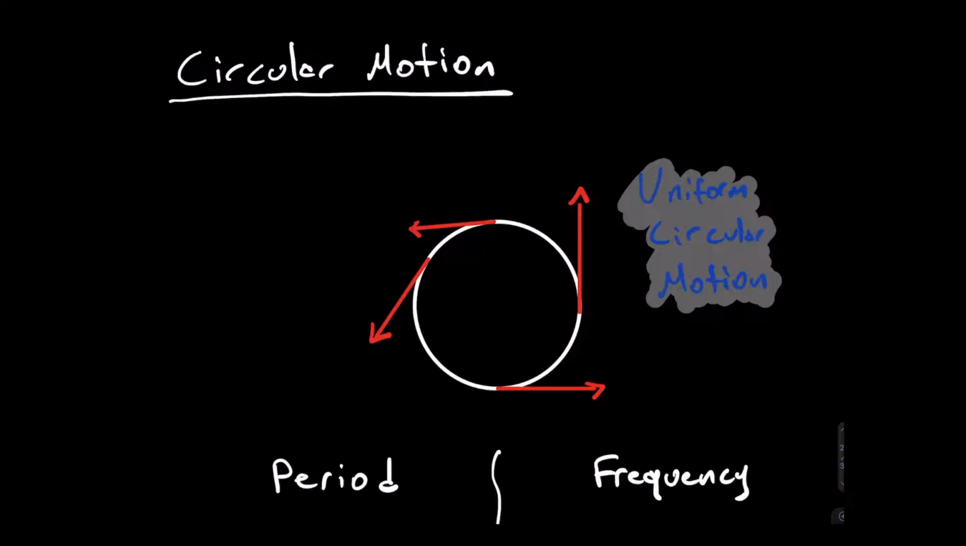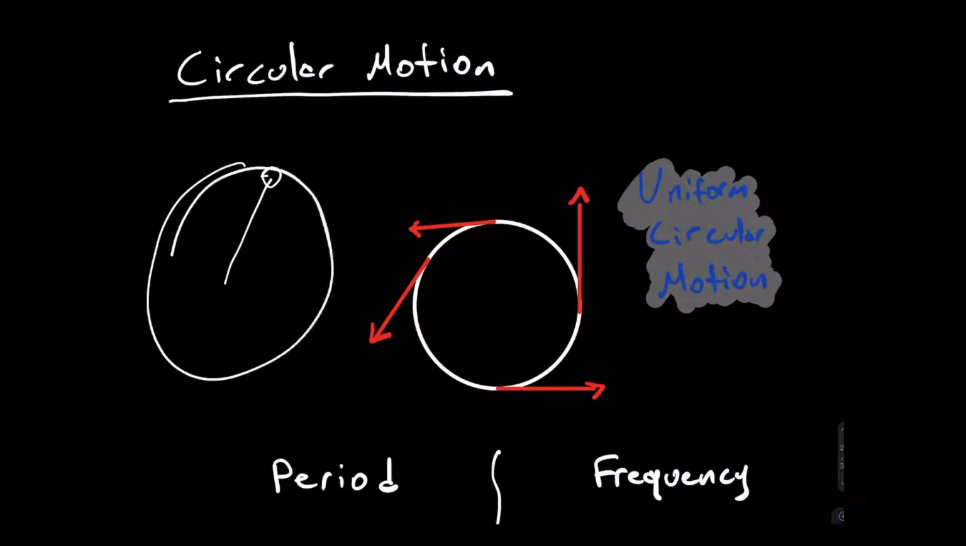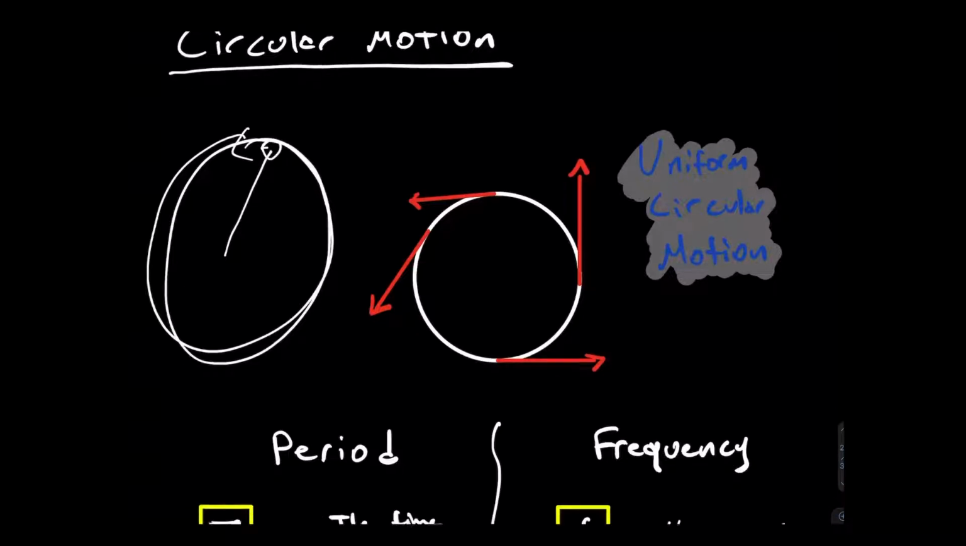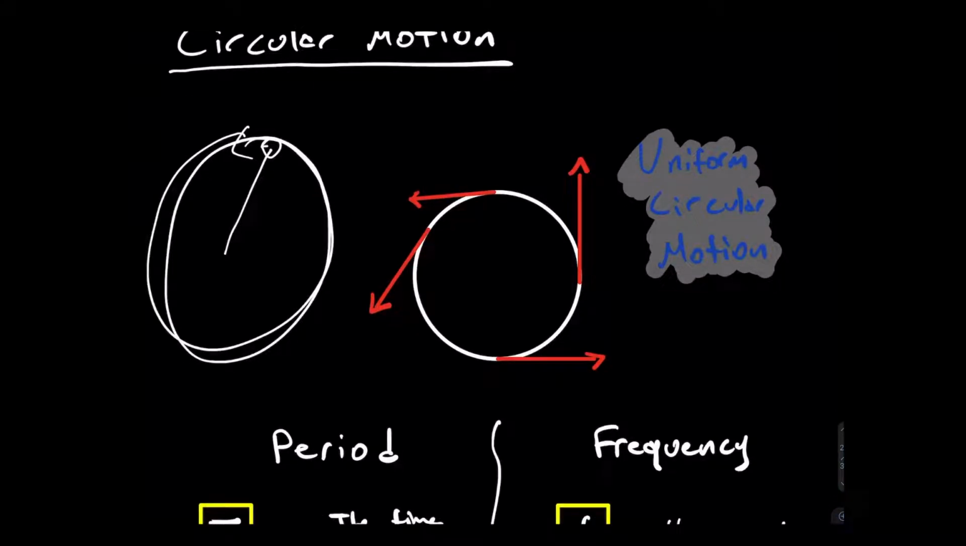Hello everyone, in this video we're going to be looking at circular motion. So what is circular motion? We actually see this a lot in real life. You might have heard about centripetal force or centrifugal force, which is not actually a thing, but you can think of it as having a string attached to a rock and you just swing it around and you get circular motion. So let's define uniform circular motion here.